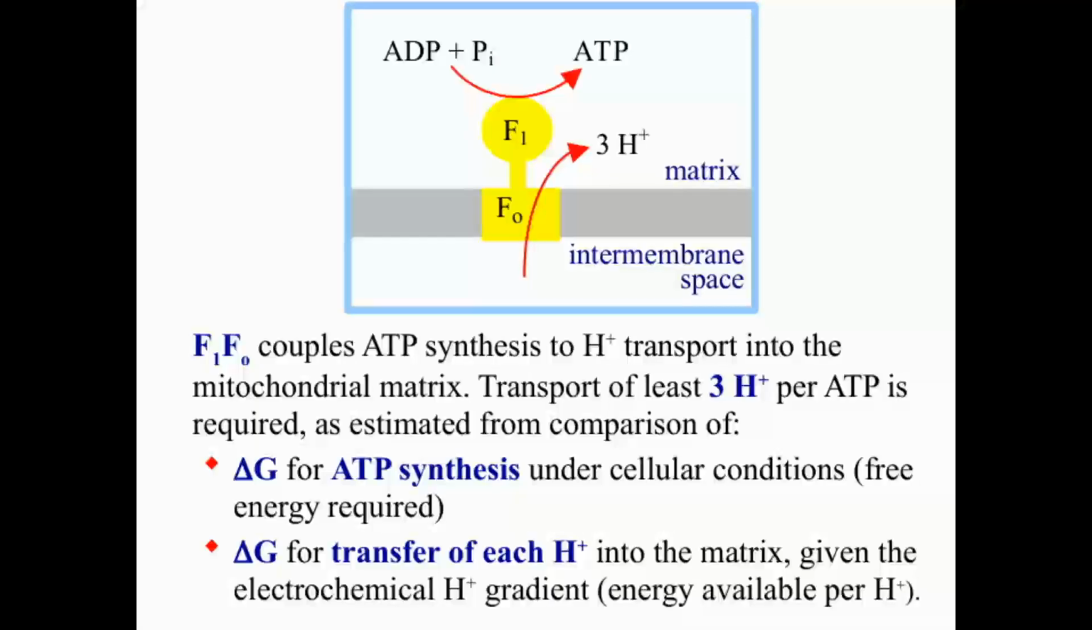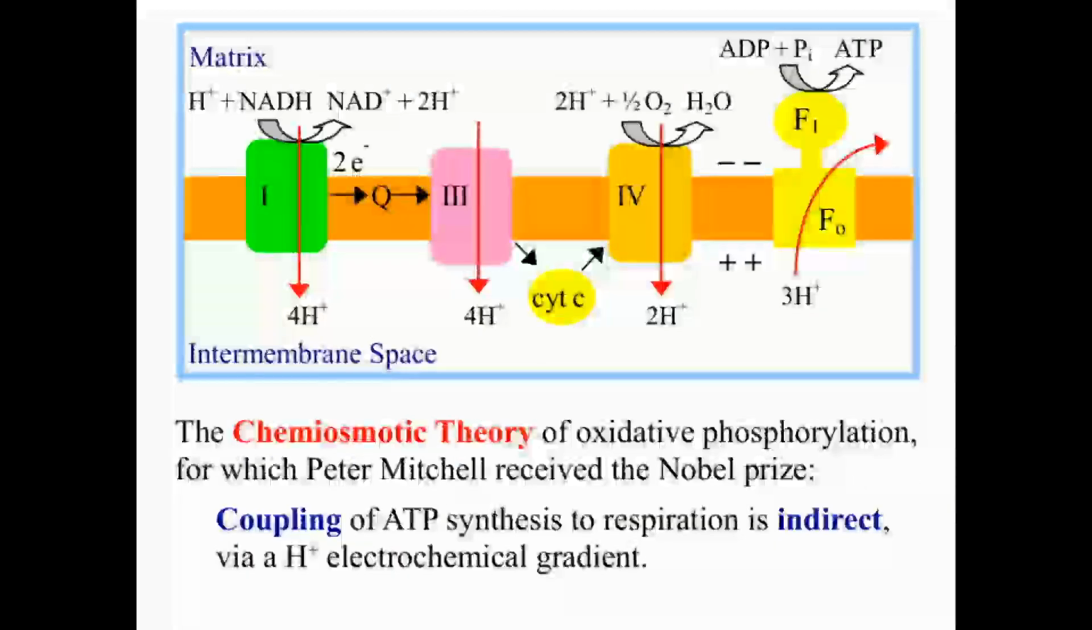Now, let's explore the chemiosmotic theory of oxidative phosphorylation, a groundbreaking concept for which Peter Mitchell was awarded the Nobel Prize. Essentially, this theory explains how ATP synthesis is coupled to respiration, but it's important to note that this coupling is indirect. Instead of a direct interaction, the process relies on a hydrogen ion, or H+, electrochemical gradient. This gradient acts like a form of stored energy, created by the movement of H+ ions across the mitochondrial membrane during respiration. As these ions flow back through specific channels, they drive the production of ATP.